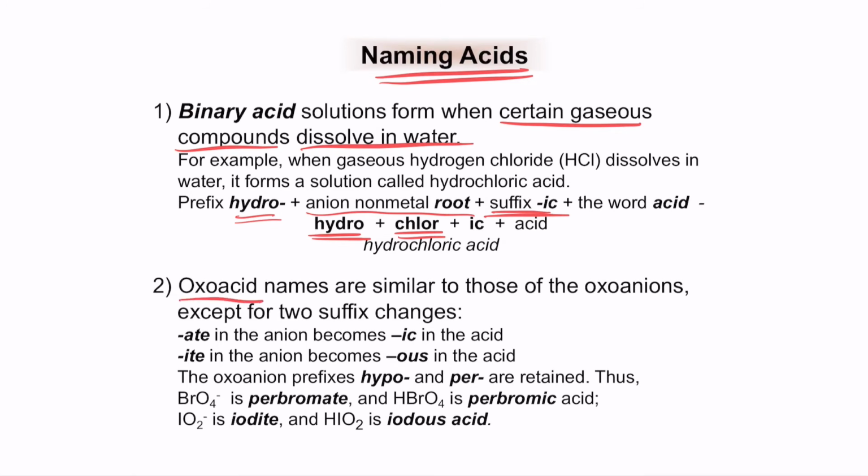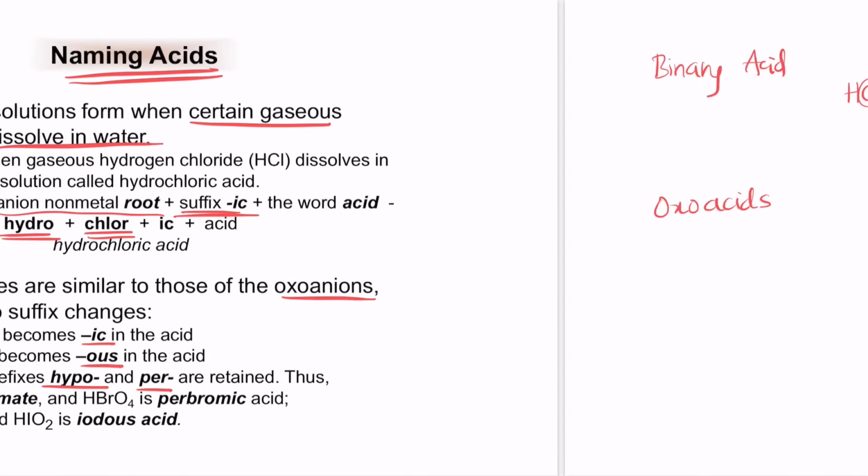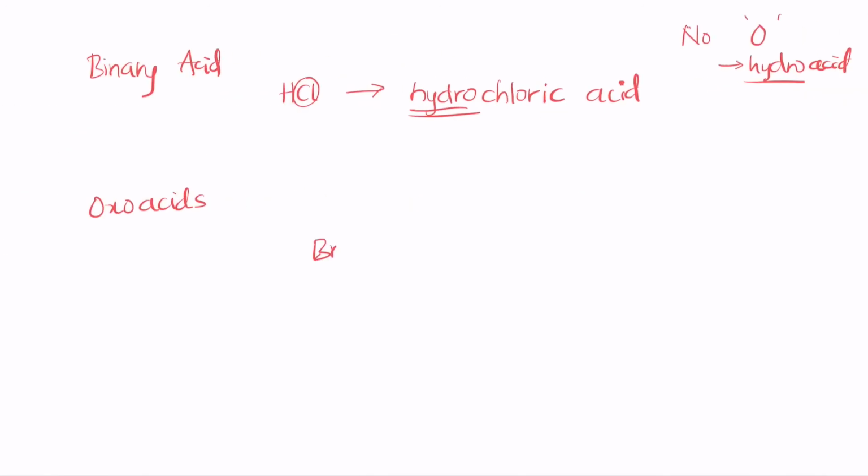Next is oxo acid. Oxo acids are similar to oxoanions, but the suffix is different. In place of ate, we write ic. In place of ite, we write ous. And we use prefixes hypo and per. So make sure that we name the structure. For example, if you take BrO4 minus, this is an example of a structure where you have bromine, so this is hypobromide.